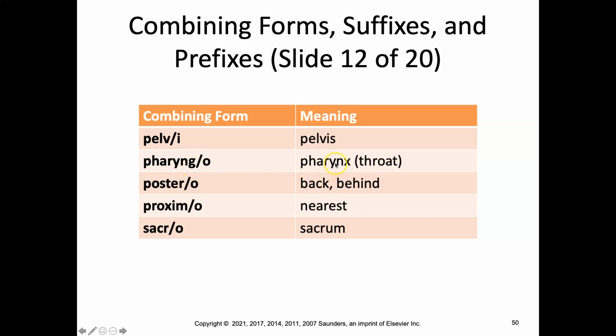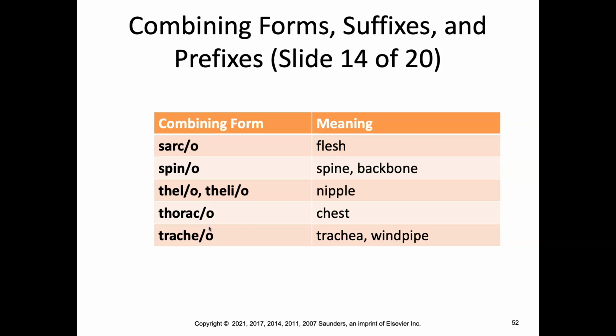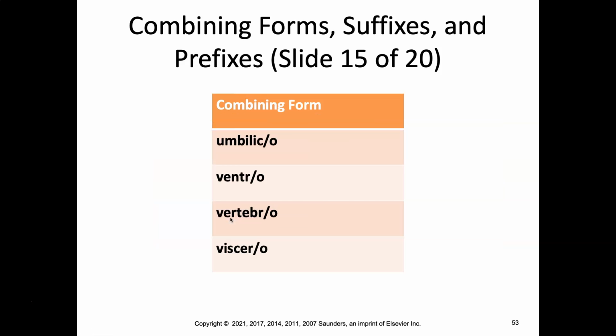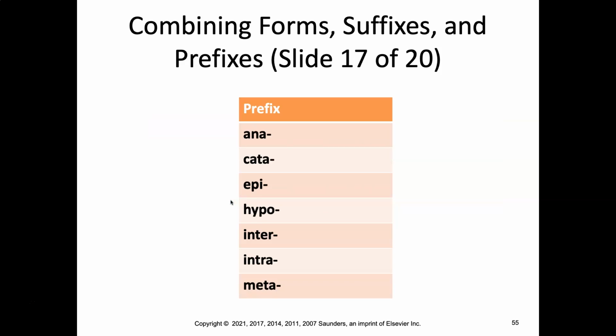Pharyngo, remember how I talked to you about the Y and X, pharynx, larynx, those types of things, how it changes to a G. So notice how it did that there. Postero, proximo, sacro, sarco, spino, thelo, and thelio. Watch how they stuck that I in there. Thoraco, tracheo, umbilico, ventro, vertebro, viscero.